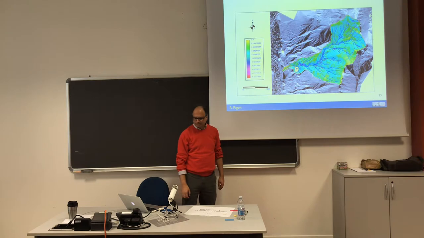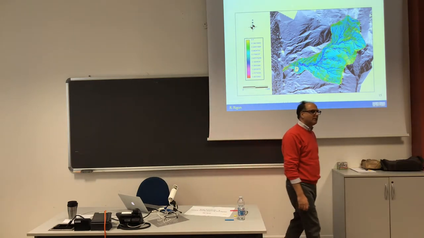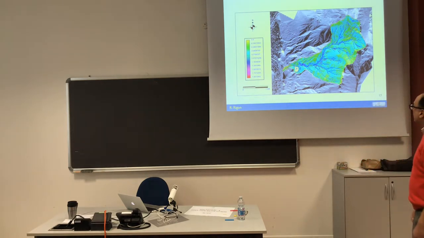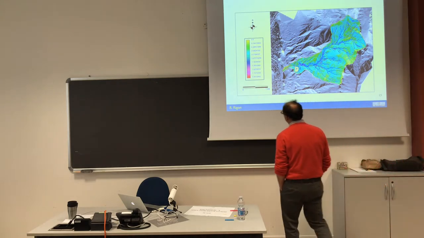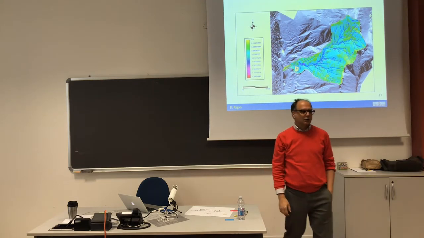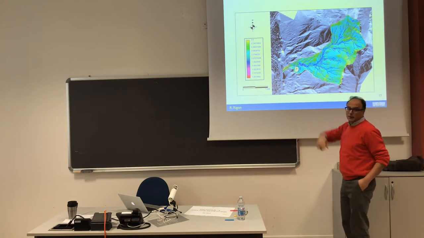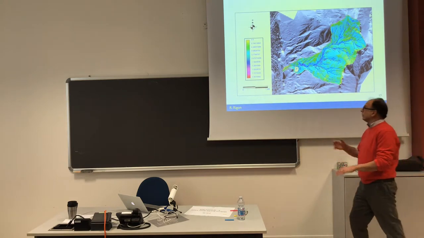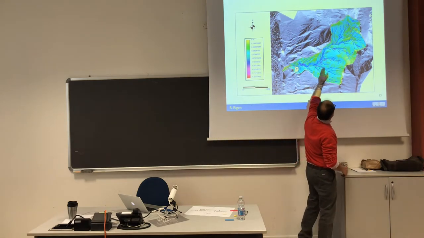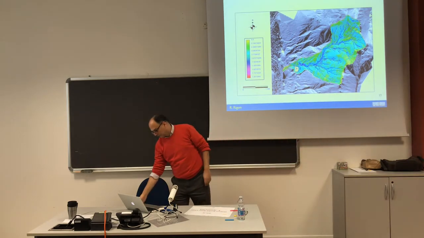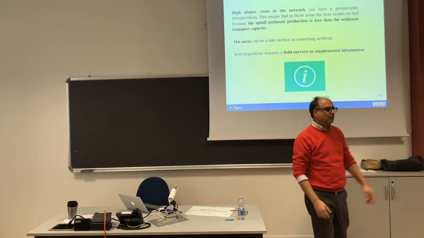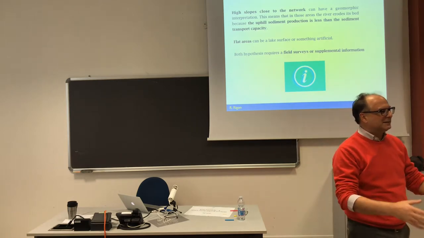So, a map of gradients, a map of the slope, what I called before slope, is a map like this. To a geomorphologist, this says a lot of things. For instance, here you have zero slope, according to the legend there. And so suddenly you have something strange here. And you have higher slopes close to the river. From the geomorphology point of view, this is important.